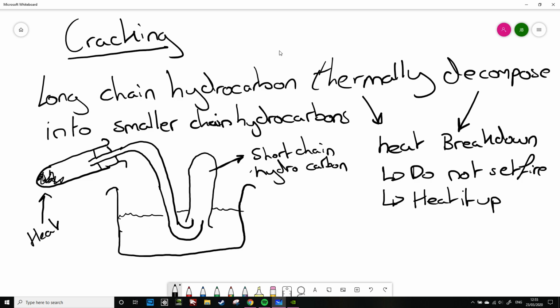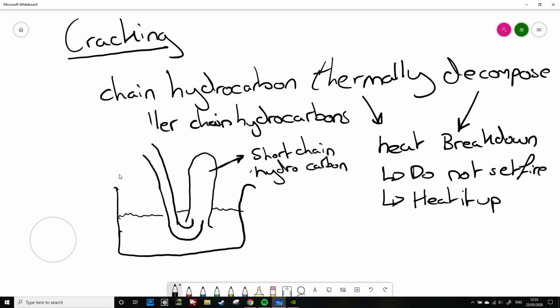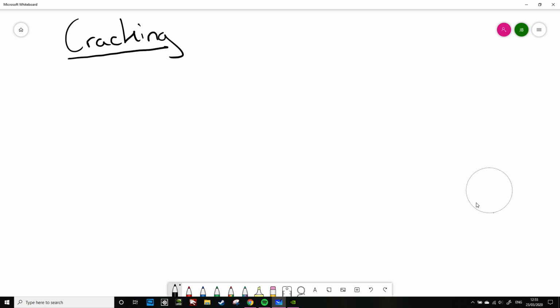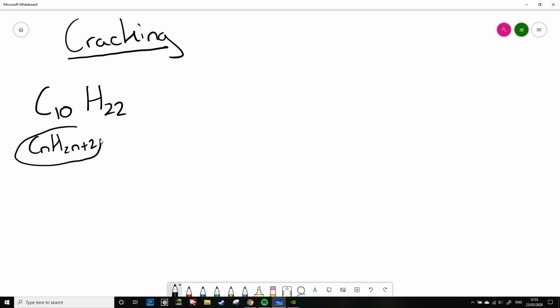Now we need to look at the actual reactions behind it. So let's say we're going to crack C10H22. That's following our CnH2n plus 2 rule. And this will break down into two smaller hydrocarbons. Now, in the exam, you might get asked to draw the products. The products could be anything that you like, as long as the carbons add up to 10 and the hydrogens add up to 22.